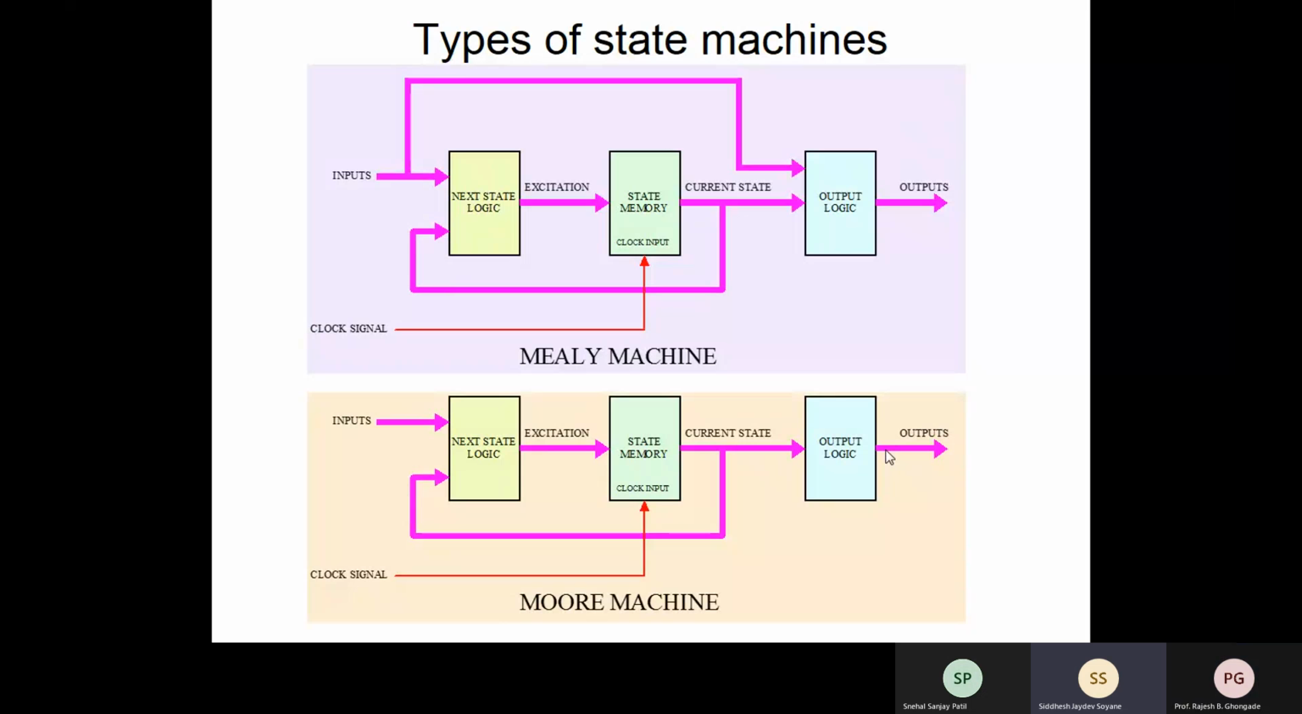Input is directly fed to output for output logic in a Mealy machine. A little bit more elaboration.